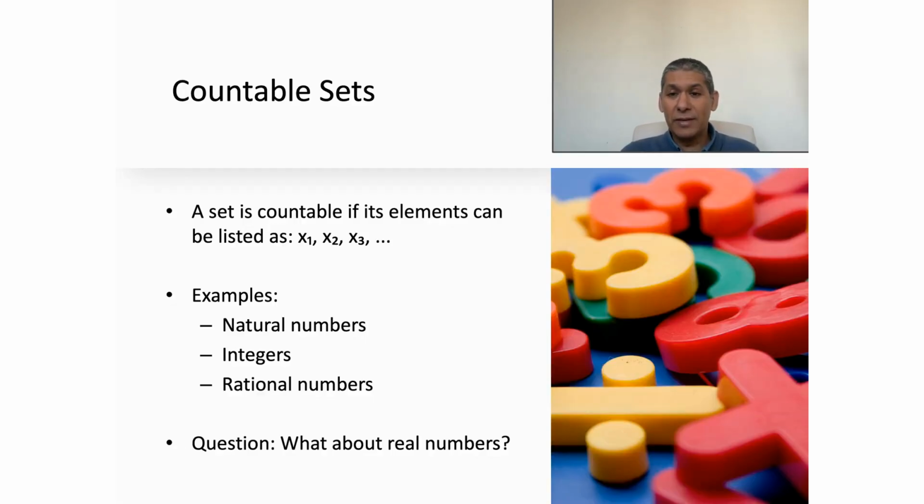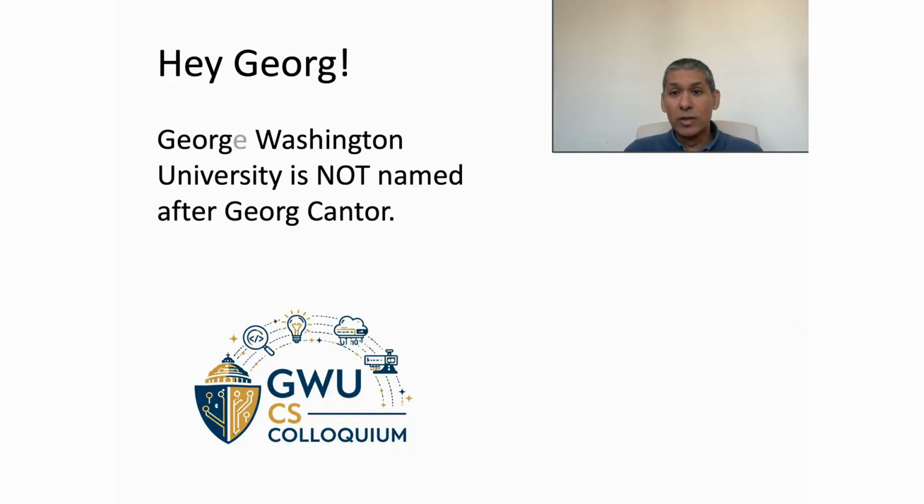So then the next question we want to address is, what about real numbers? Can we order them? Can we count them the same way? Now, this is where we would like to introduce George Cantor, George without the E.